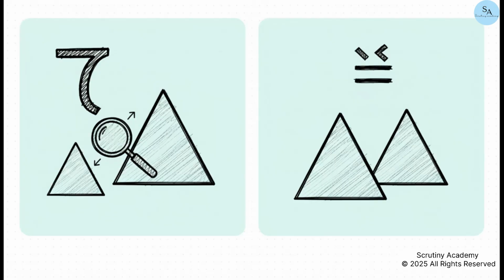Now, this is a big one. People get similarity and congruence mixed up all the time. Just think of it like this. Similar triangles are like siblings. They look alike, but one might be taller than the other. Congruent triangles, they're identical twins. Same shape and same size. Notice the symbols too. That little wavy line, the tilde, is what we use to say "is similar to."